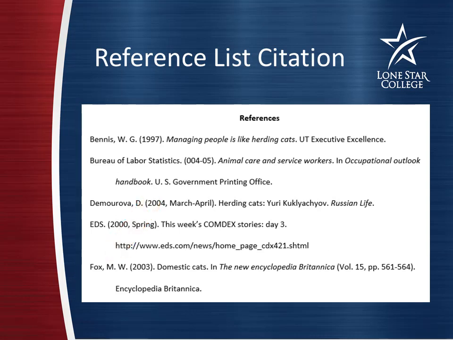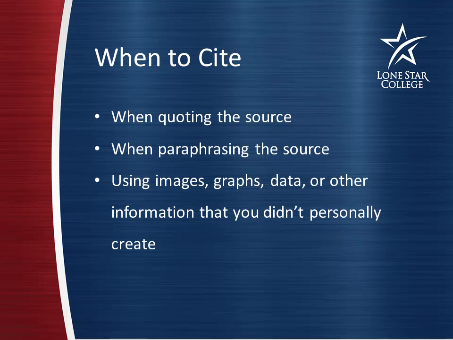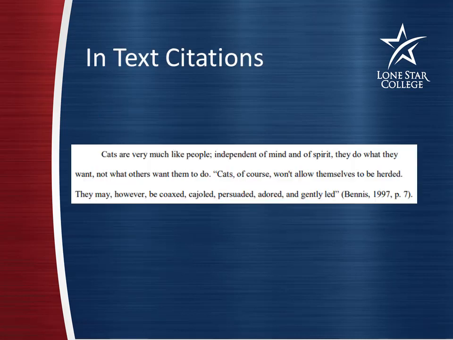When do you need to cite a source? You should cite whenever you use someone else's words, that is, quoting them, or rephrasing their information into your own words. That's called paraphrasing. If you use an image, a photograph, a table of information, or a set of data that someone else created, you need to cite that source.